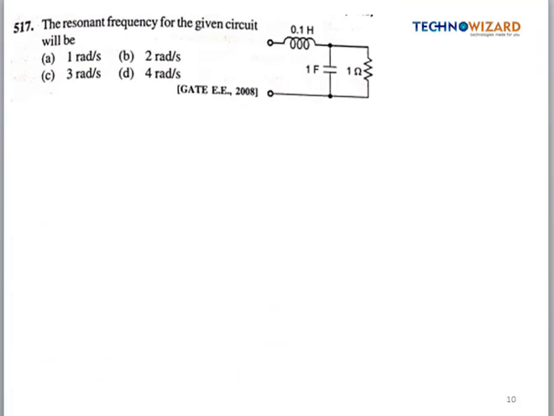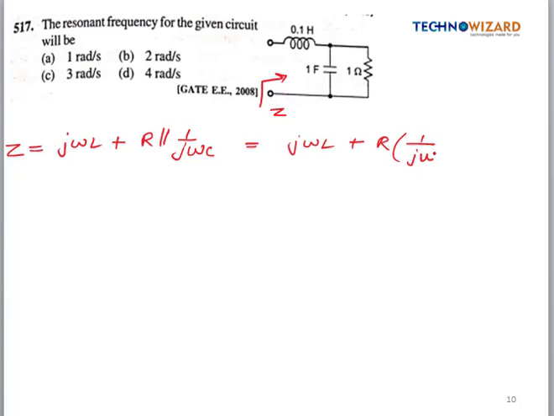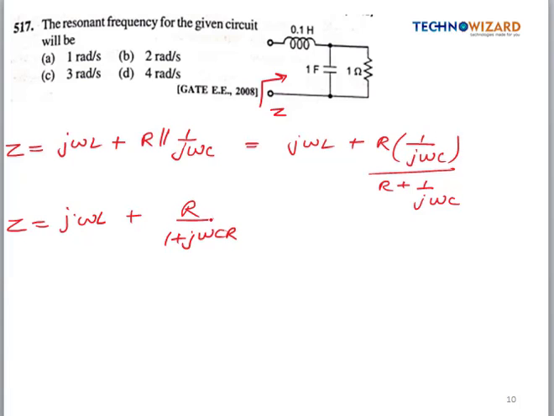Okay, so next question is, the resonant frequency of the given circuit will be. So now here we have an inductor, and C and R are connected in parallel. So let's first calculate the input impedance of the circuit. Here this Z will be equal to, this is an inductor which is connected in series, so this will be j omega L plus resistance R in parallel with 1 by j omega C. So this can be written as j omega L plus R into 1 by j omega C divided by R plus 1 by j omega C. So this Z will be equal to j omega L, and after simplification we will get R divided by 1 plus j omega C R.